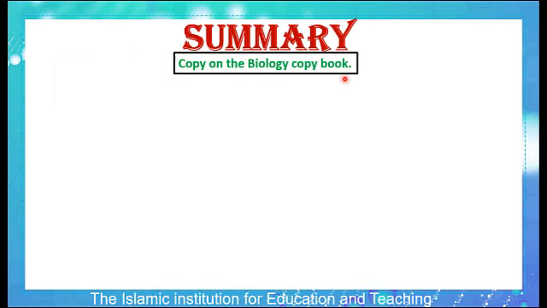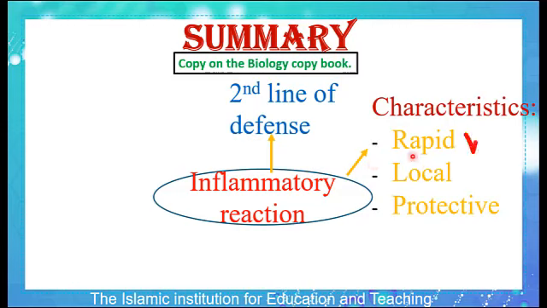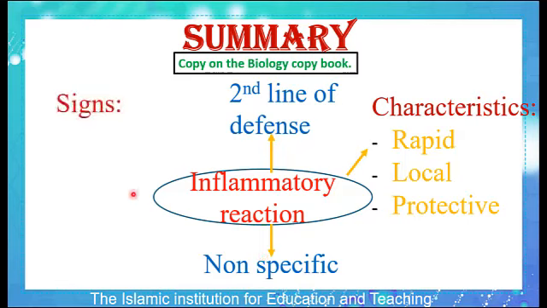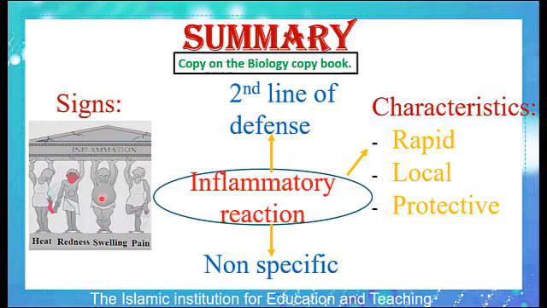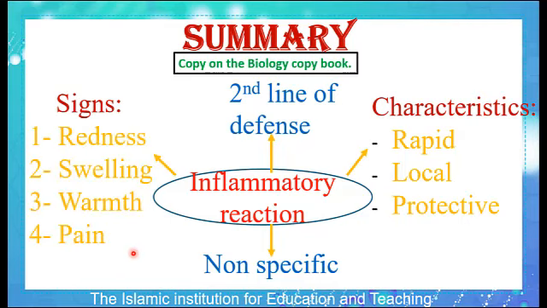As a summary, the inflammatory reaction is the second line of defense. Its characteristics are rapid, local, and protective. It's a non-specific immune response, and its signs are heat or warmth, redness, swelling, and pain. The next time, we'll describe the process of the inflammatory reaction where pathogens are destroyed.